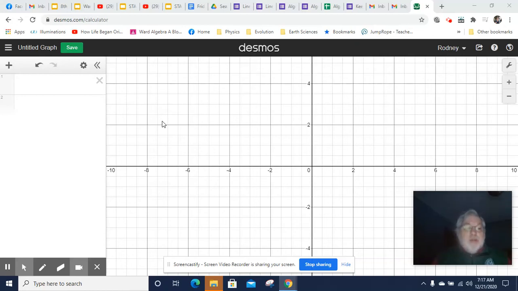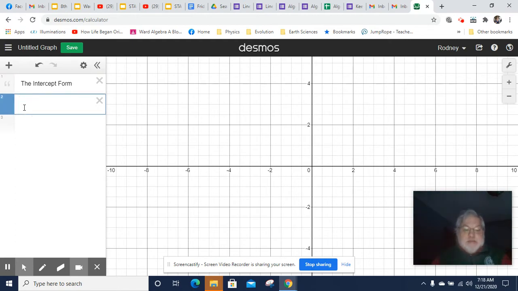Hey, this is Mr. Ward, and I'm going to talk about a new form of the equation for a line. It's called the intercept form. Okay, the intercept form, very creatively named because it uses the x and y intercepts.